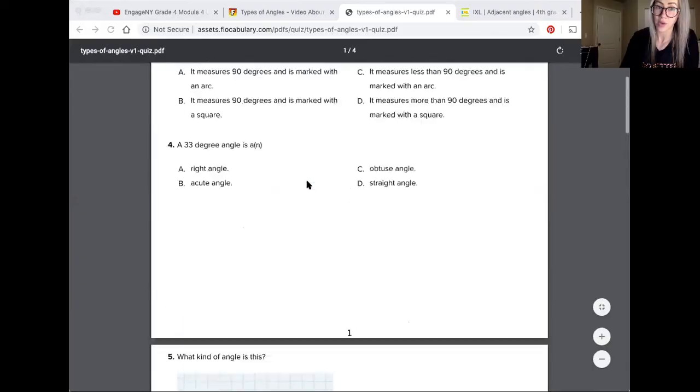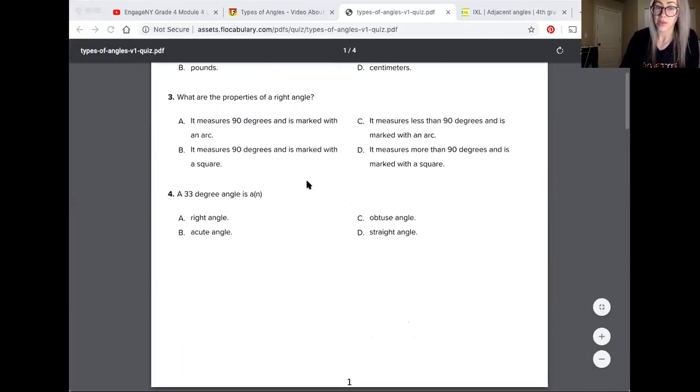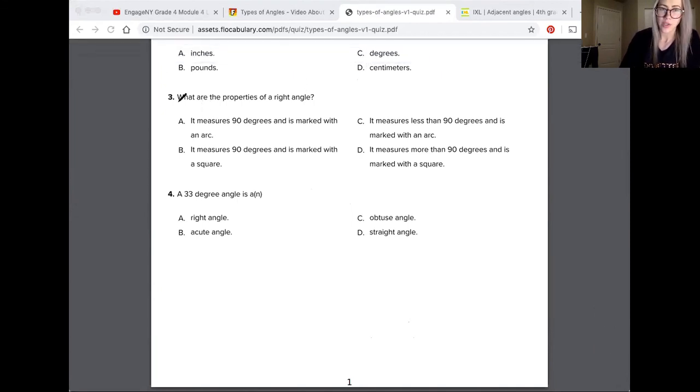All right, here we go. So if you're watching these, guess what? You are going to be a champion. Get the answers right. All right, here we go. This question right here: what are the properties of a right angle?